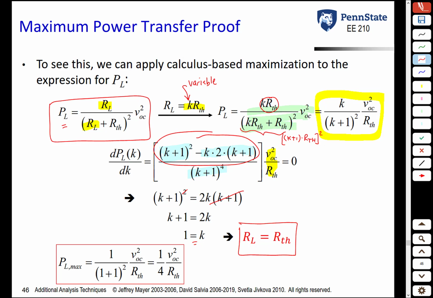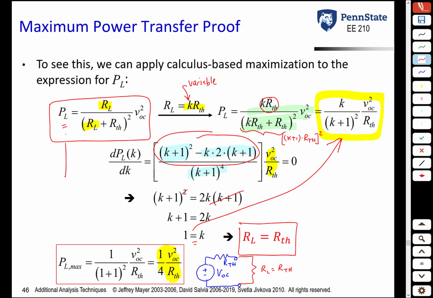The actual power that's absorbed in this case, we plug this value of K into that expression. We get 1 over 1 plus 1 squared times VOC squared over R Thevenin, or 1/4 times VOC squared over R Thevenin. This is the expression for the maximum power that can be transferred to a load when the load is driven by a Thevenin equivalent circuit that looks like this, VOC and R Thevenin. And once again, the value of our load that gives us that maximum power transfer is setting it equal to R Thevenin.